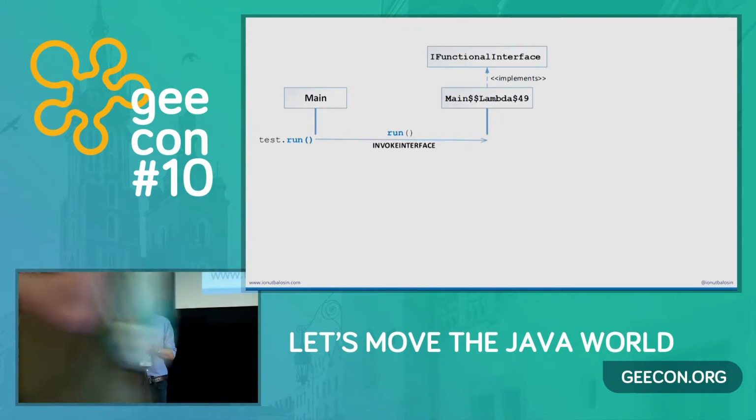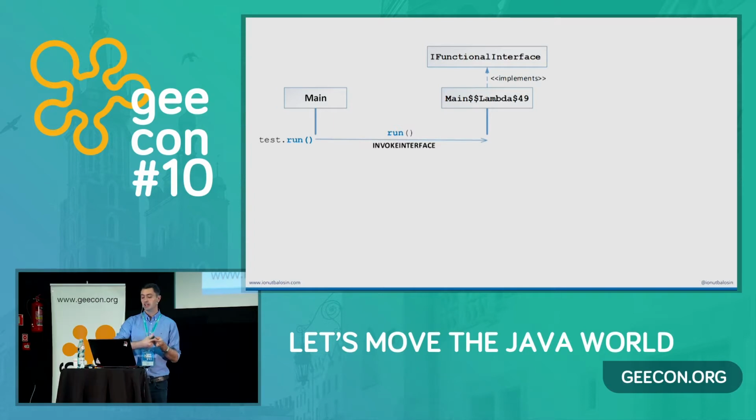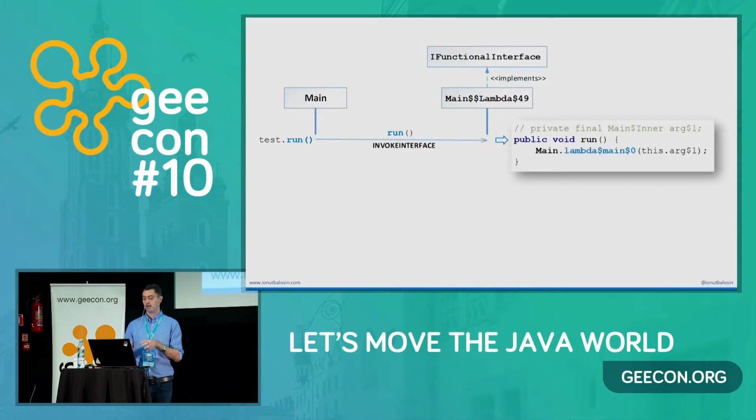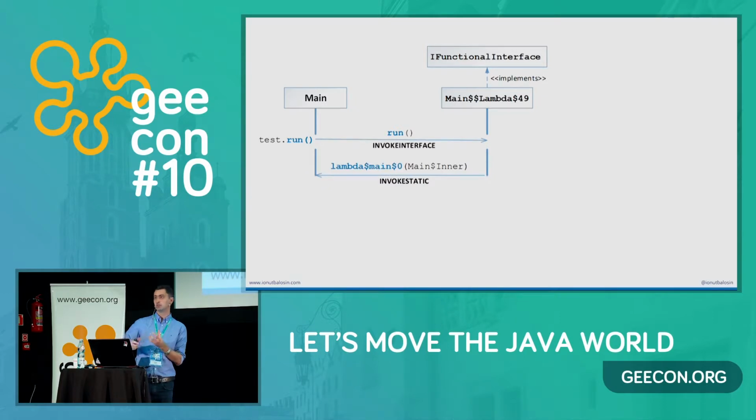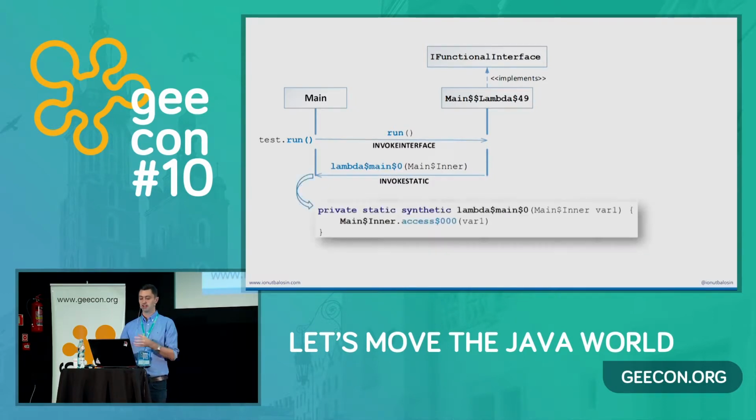Actually, the method run, which is declared in main, invokes the main $lambda 49, and this method, as we saw, is a very trivial method. It just does a dispatch back to the main, to the synthetic method generated by the javac inside the main, as we saw, which in turn even dispatches further all the call to the main $access 00.